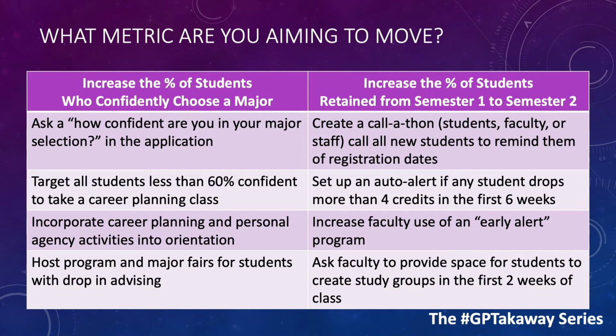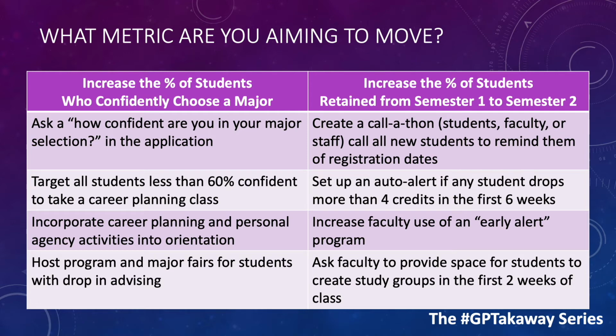Here's a simple example. Let's say your goal is to increase the percent of students who confidently choose a major in semester one. You might then ask, how confident are you in your major selection in the application, and target all students less than 60% confident to take a career planning class. You might incorporate career planning and personal agency activities into orientation and host a program and major fair for students with drop-in advising.